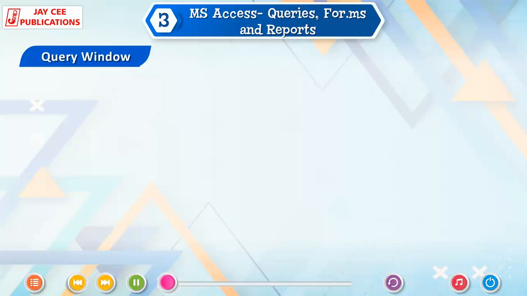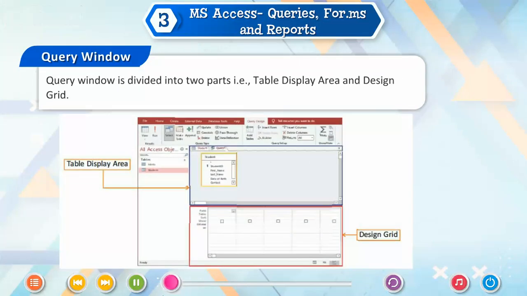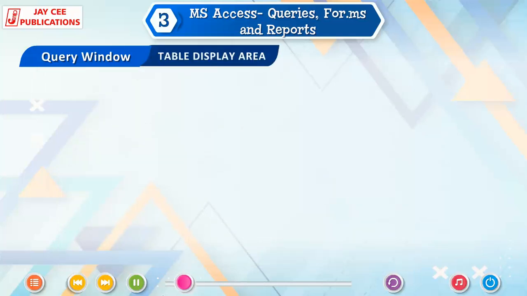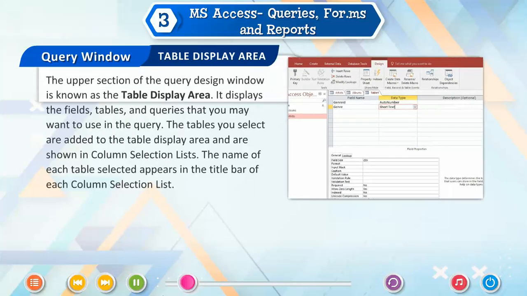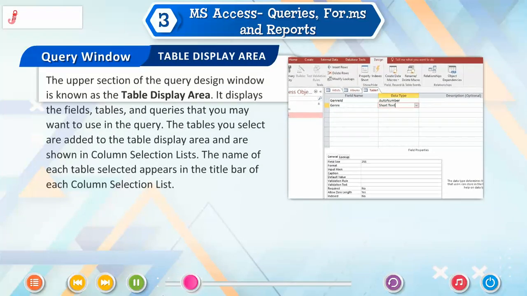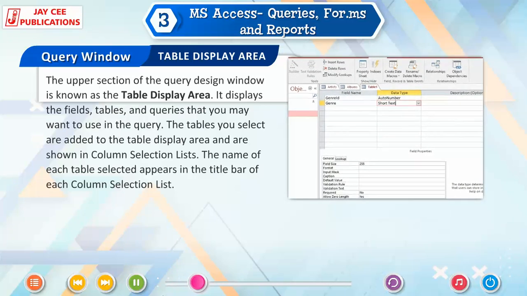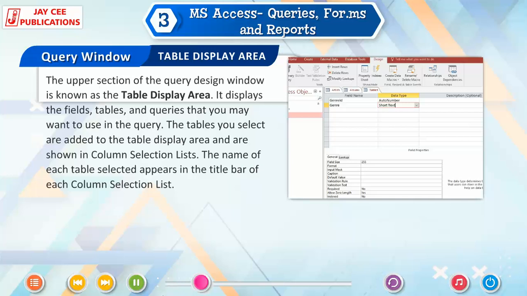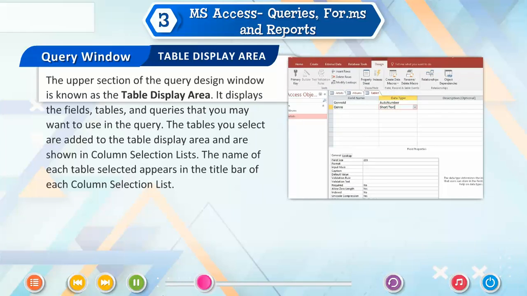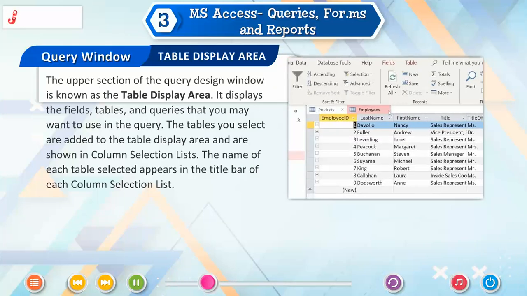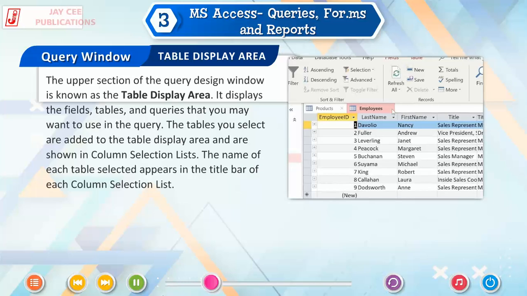Query window. Query window is divided into two parts, that is, Table Display Area and Design Grid. Table Display Area. The upper section of the Query Design window is known as the Table Display Area. It displays the fields, tables, and queries that you may want to use in the query.